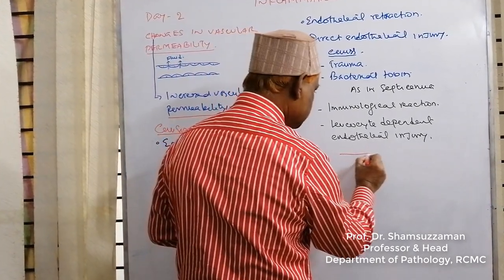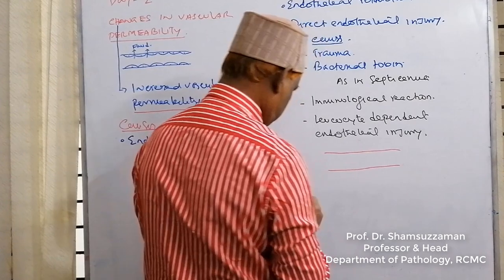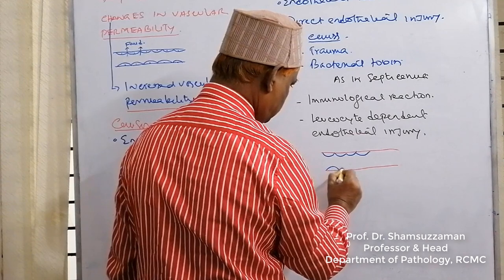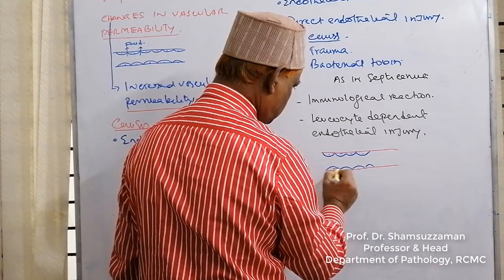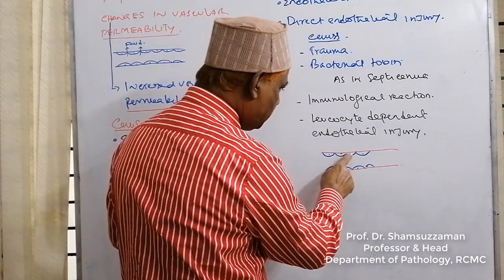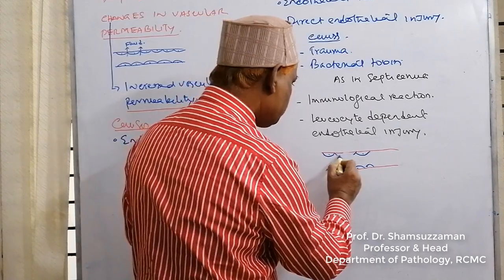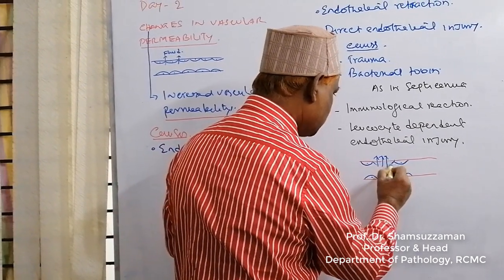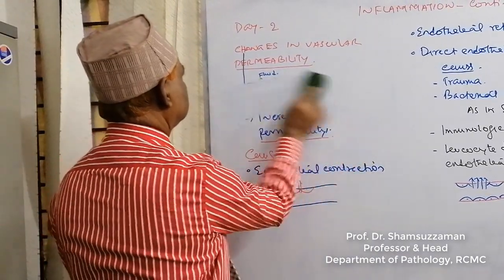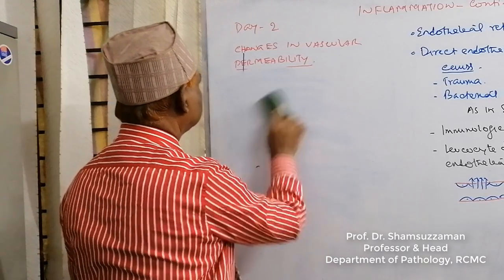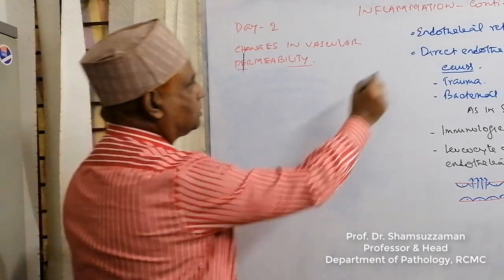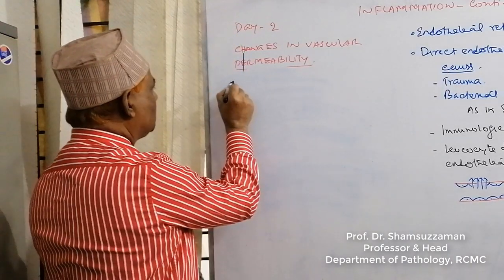Dear audience, if this is the blood vessel again, and this is the endothelial lining, if there is endothelial injury, whatever the cause, there is an increased gap, and through the increased gap more and more fluid comes out of the blood vessel along with the plasma protein. That is direct endothelial injury.